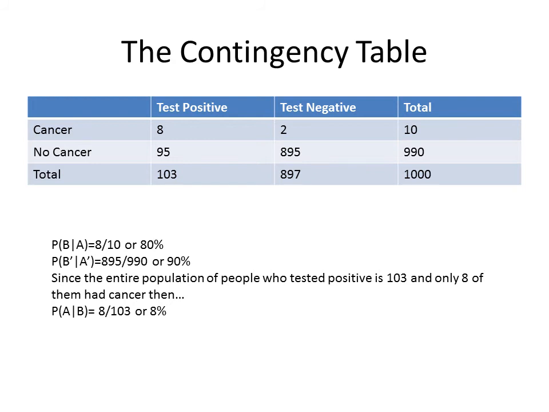Here's the table. The probability of B given A, the probability that you test positive given that you already have cancer, would put you on this row, a total of 10, 8 tested positive, there's your 80%. The complement would be this row, a total of 990 have no cancer, this many tested negative. Divide the two numbers, that's where the 90% came from. But we want to know if you tested positive, what are your chances of having cancer? It would be this, 8 divided by 103, or 8%.